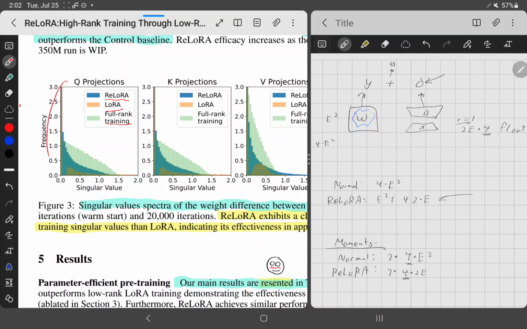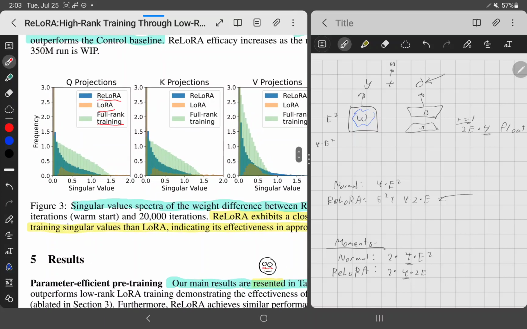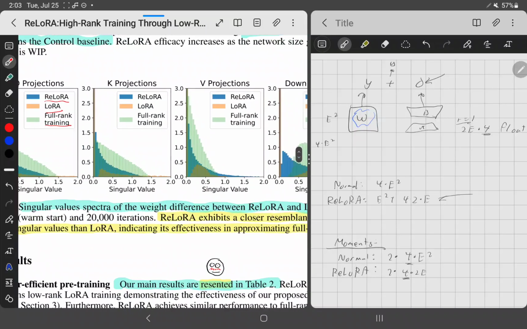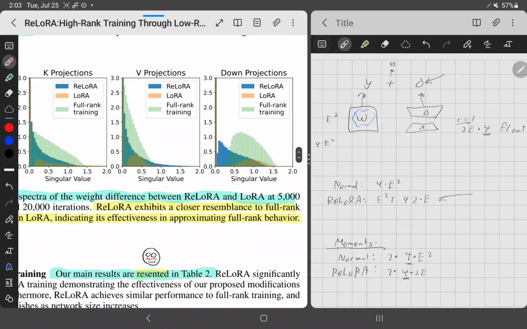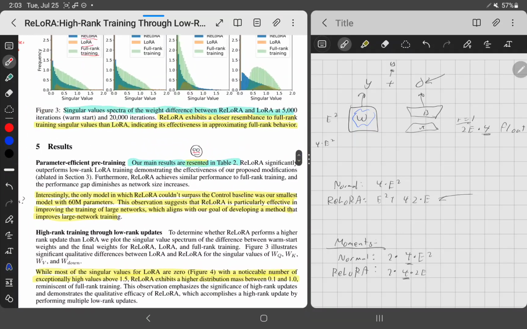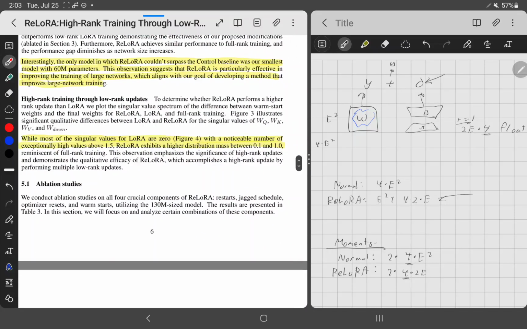And they note that there's a lot of zero singular values in normal LoRa, but in ReLoRa it's a lot larger of a distribution. The distribution for LoRa is kind of weird. It's a lot of zeros and then it kind of fades off. Yeah, it's a weird distribution, but you can see in general the distributions are somewhat more aligned between ReLoRa and full rank training. It's definitely better than the normal LoRa. And yeah, that's an important note they make.